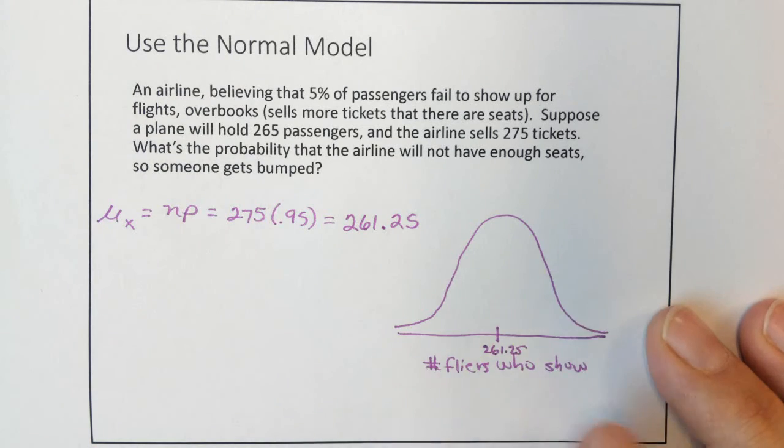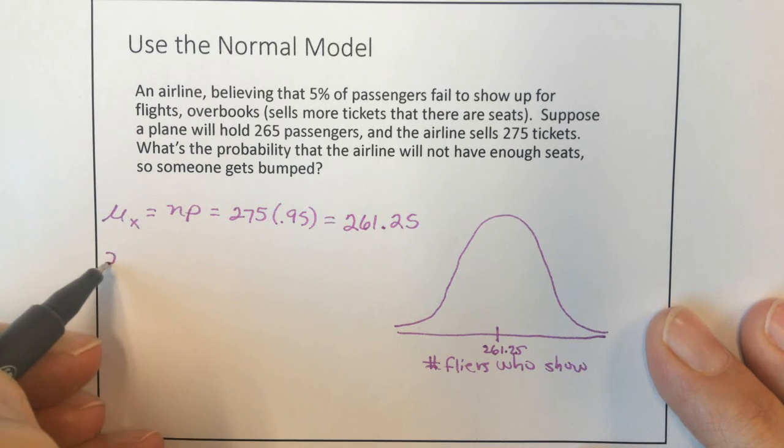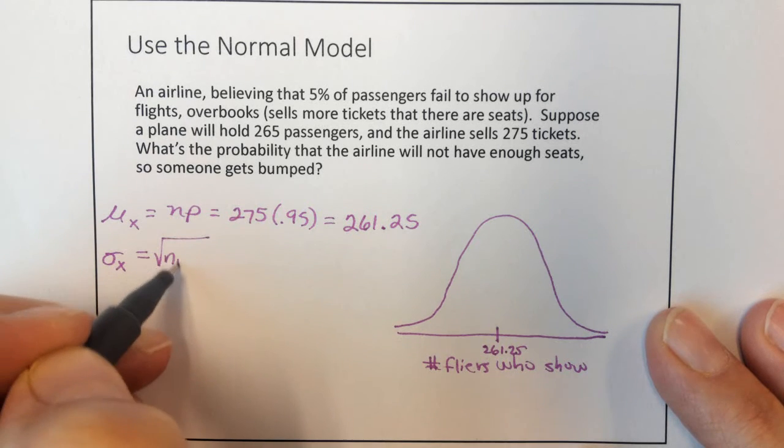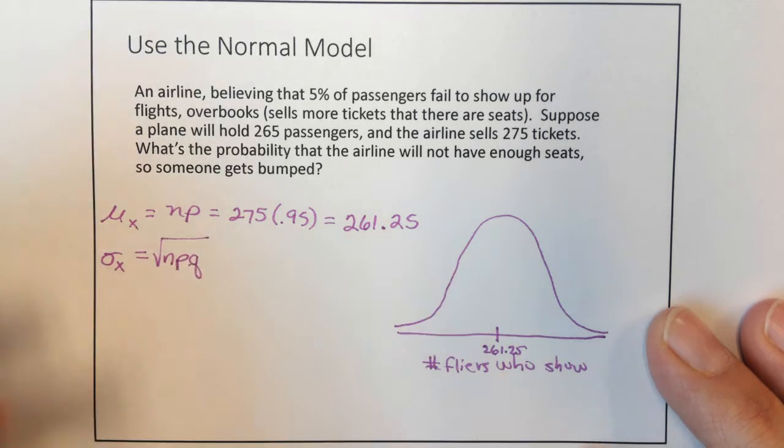Standard deviation we also need. We have a formula for that. Standard deviation of the number of seats is square root of n times p times q. Formula is in your blue book.